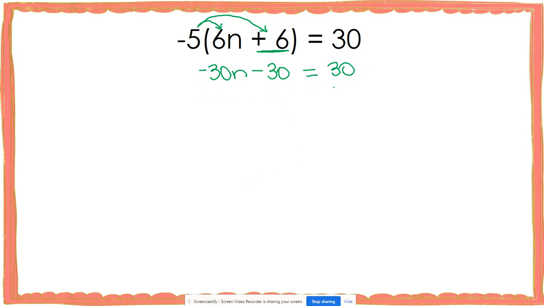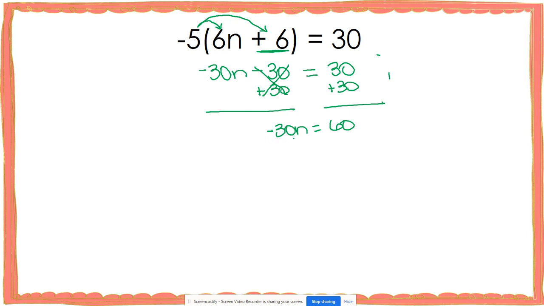Now I can see that both sides of my equation are simplified, so now I can start isolating my variable. I'm going to get rid of my subtracting 30 first, so I'm going to use the inverse of subtracting 30, which is adding 30 on both sides of my equation. Negative 30 plus positive 30 will cancel because they are additive inverses, and I'm going to bring down negative 30n equals, and on this side I'm going to add 30 plus 30, which gives me 60.